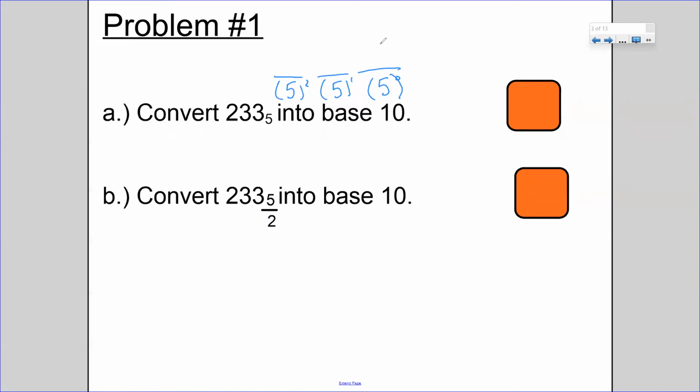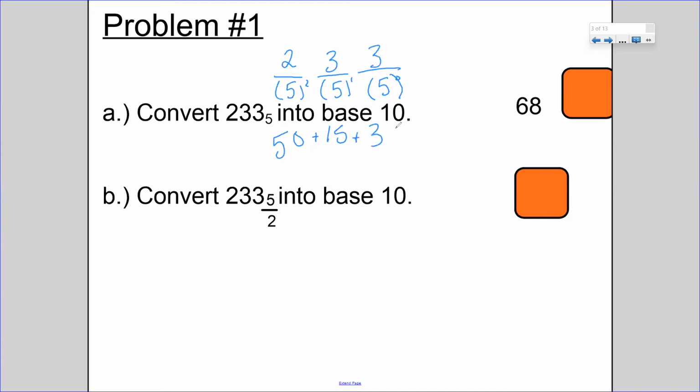Okay, with that logic, we probably realize that our first one would be 68. We essentially have 2 groups of 5 squared, which would become 50, 3 groups of 5 to the first, which would become 15, and then 3 singles. We add that up and get 68. For the second one, we have base 5 halves. And so that's going to be 2 times 5 halves squared plus 3 times 5 halves to the first plus 3.